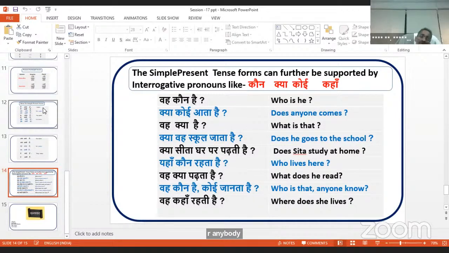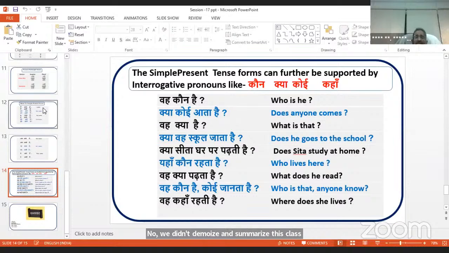वो कहाँ रहती है? Where does she live? She lives. Because the subject is feminine, that became ती, रहती है. Now we will generalize and summarize today's class.